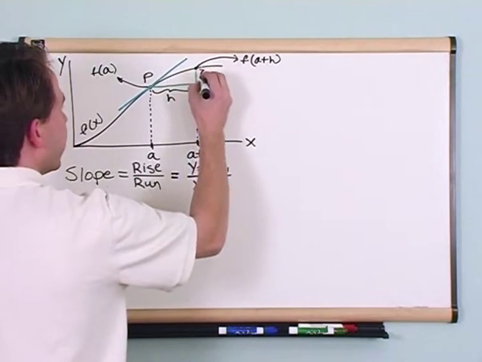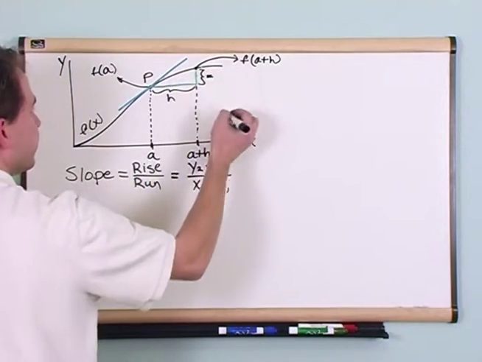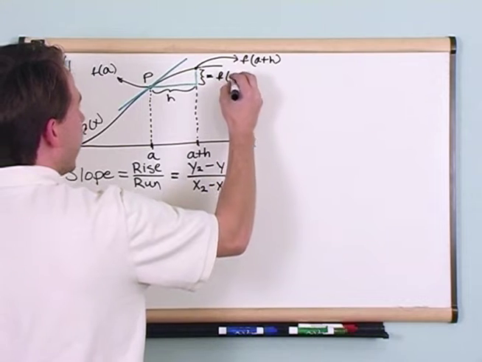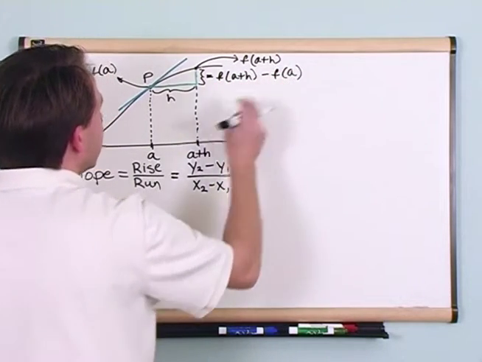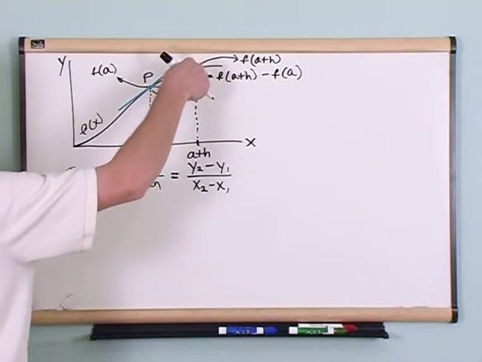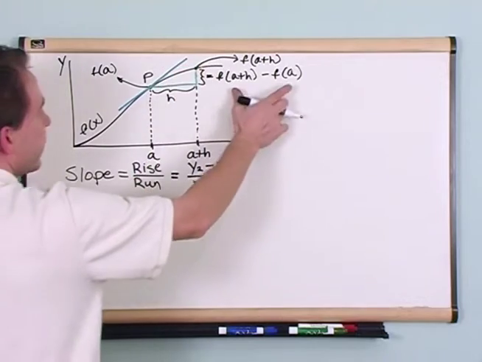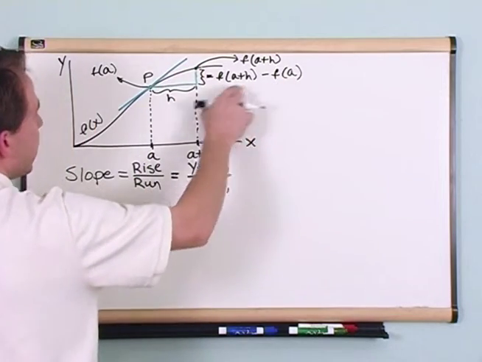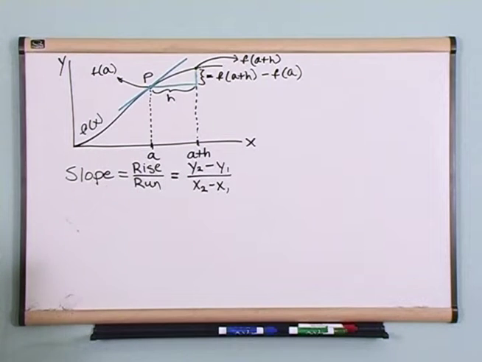So just bear with me here, I'll make it clear. This distance, okay, is just equal to f of a plus h minus f of a. I take the y value here, I subtract the y value here, which is the same as the y value here, and I get this difference, and this is this quantity here. This is my rise, this is my run, okay? Let me write that down for a second.